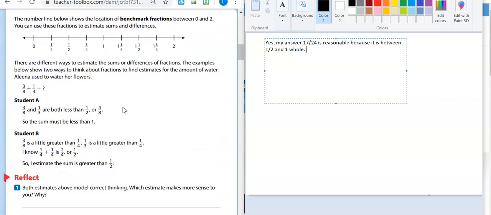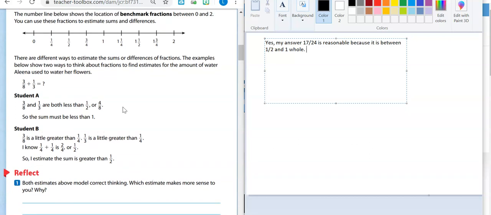Our next page tells us the number line below shows the location of benchmark fractions between 0 and 2. You can use these fractions to estimate sums and differences. There are different ways to estimate the sums or differences of fractions. The examples below show 2 ways to think about fractions to find estimates for the amount of water Elena used to water her flowers. And the equation was 3/8 plus 1/3.